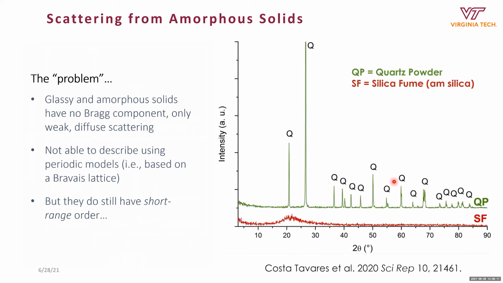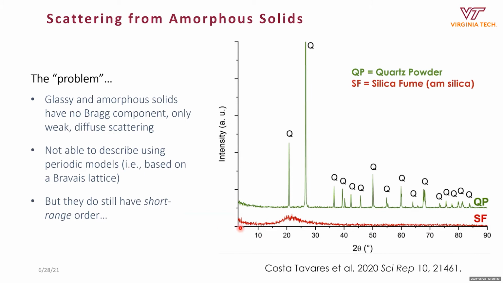Now, if we go even further in that direction, where we may be decreasing size, but we're also taking away the structural order, at least the long-range structural order, we get into what are known as amorphous solids. So glassy or amorphous solids, when it comes to diffraction, have no Bragg component. That's because they have no long-range order or periodicity. What their diffraction patterns are characterized by is a weak diffuse scattering component.